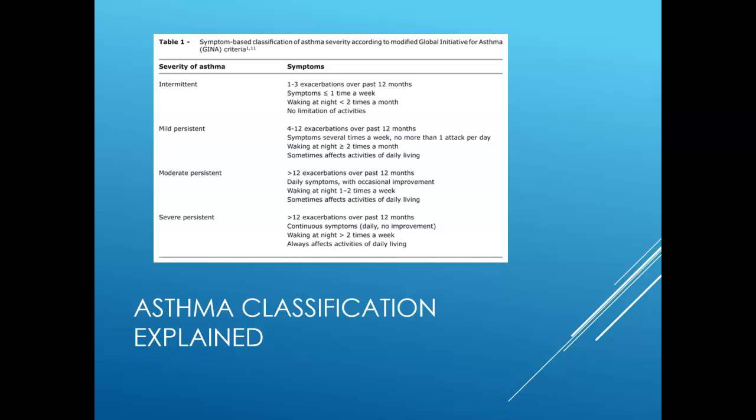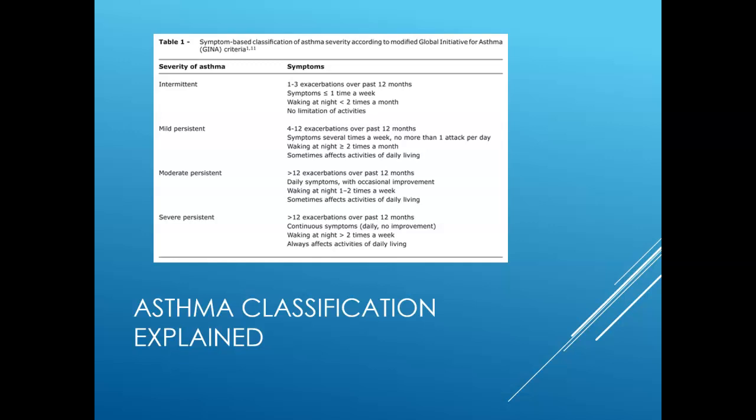Mild persistent is about 4 to 12 exacerbations over the past 12 months. Symptoms occur several times a week, no more than 1 attack per day. They do wake at night greater than or equal to 2 times a month, and it sometimes affects activities of daily living. The moderate persistent is greater than 12 exacerbations over the past 12 months.